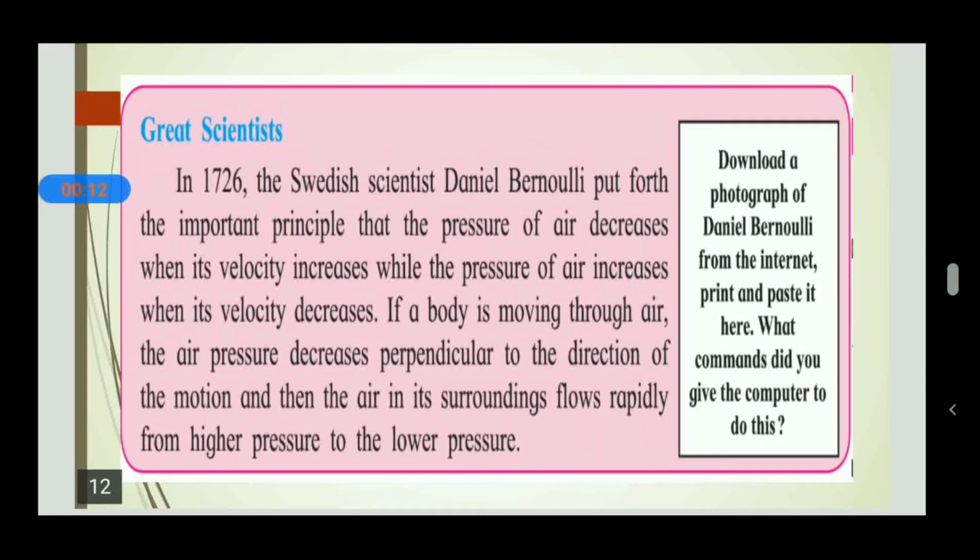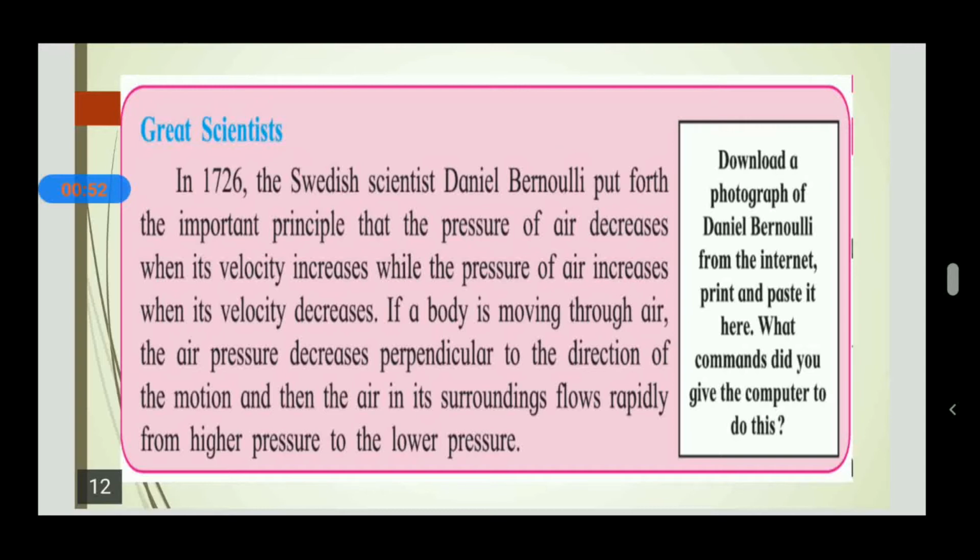Great scientists. In 1726, Swedish scientist Daniel Bernoulli put forth the important principle that the pressure of air decreases when its velocity increases, while the pressure of air increases when its velocity decreases. If a body is moving through air, the air pressure decreases perpendicular to the direction of motion, and then the air in its surroundings flows rapidly from the higher pressure to the lower pressure.